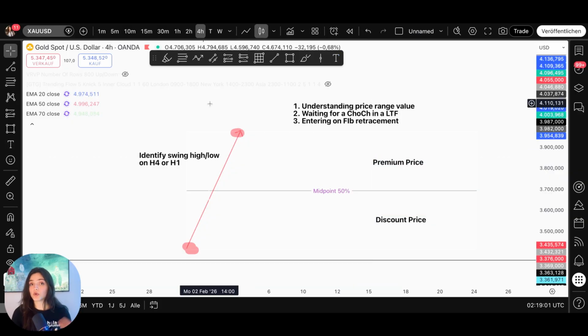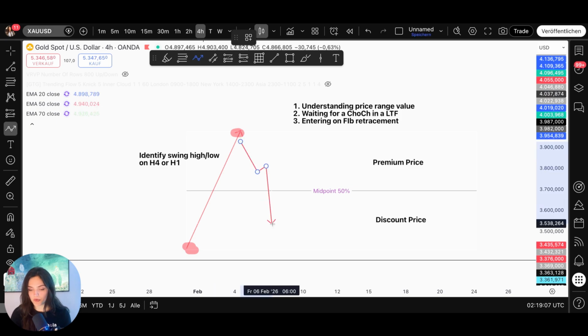Okay, let's say that price is moving in the discount price. For example, let's say that we're somewhere here. This doesn't mean that just because price already entered some discount area, we just buy blindly. It also doesn't mean that price has to go up onto the premium price immediately. It just means that relative to the defined range, buyers would be entering at a more favorable price.